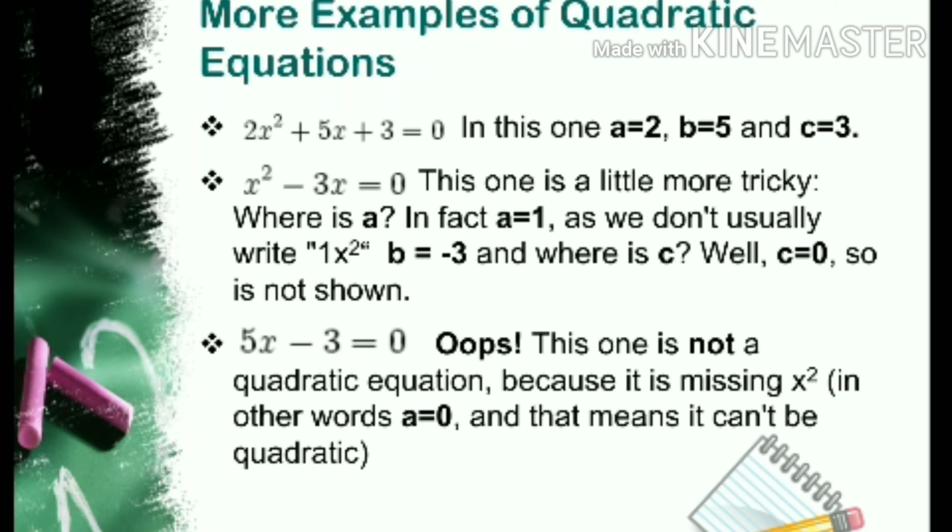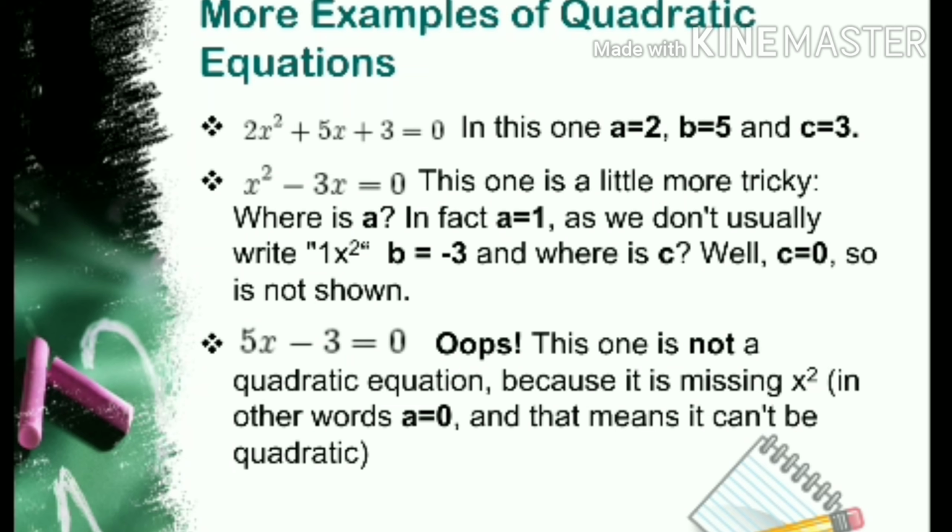Now 5x minus 3 is not a quadratic equation because the degree 2 variable is not here. Because x square is missing, the coefficient of x square is 0 here, that's why a is equal to 0, but this is not a quadratic equation.